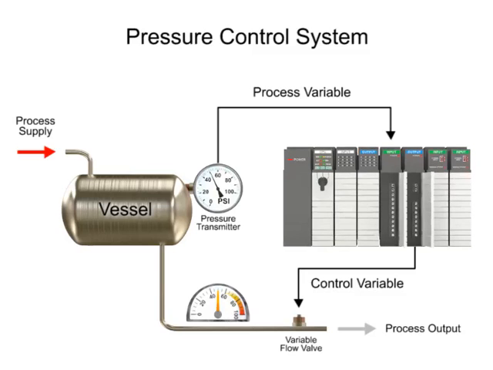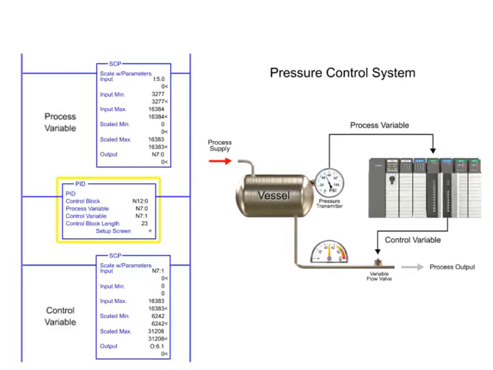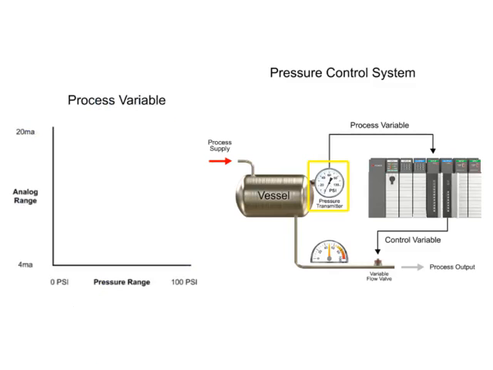In the following program example, the PID instruction is used to control pressure of a vessel, using a pressure transmitter as the process variable and a flow valve as the control variable. The set point is maintained at 50 psi. The pressure transmitter, identified as the process variable, converts 0 to 100 psi to a 4 to 20 milliamp signal. With a linear relationship, 0 psi measured at the transmitter produces a 4 milliamp signal, and at 100 psi, a 20 milliamp signal is produced.